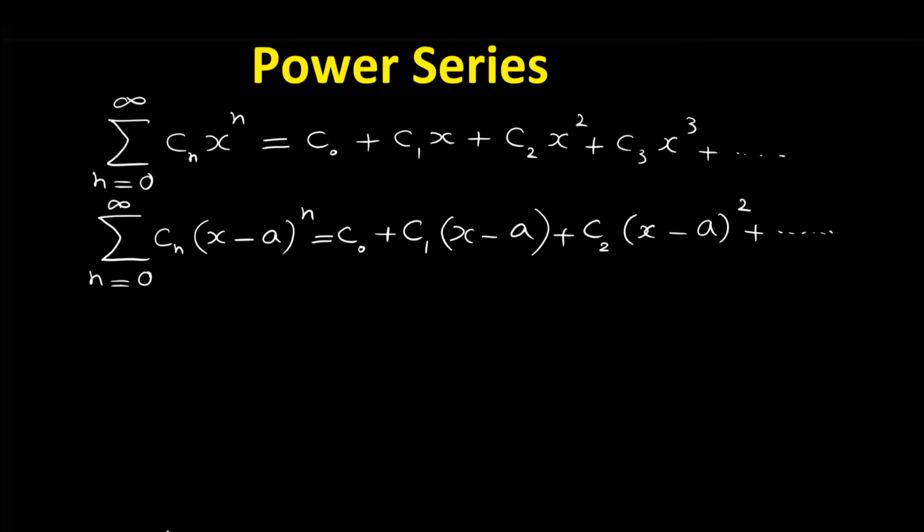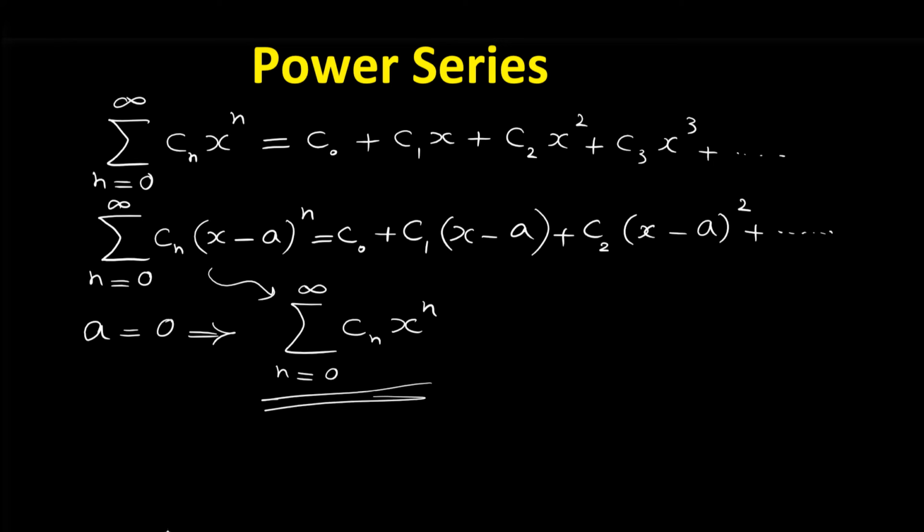Note that if in this general form we put a equal to 0, this general form will become c sub n times x to the n, because a is 0. And if you compare this with the earlier form, you can see that the power series that we had here is a power series whose center is at 0, or a power series about 0.